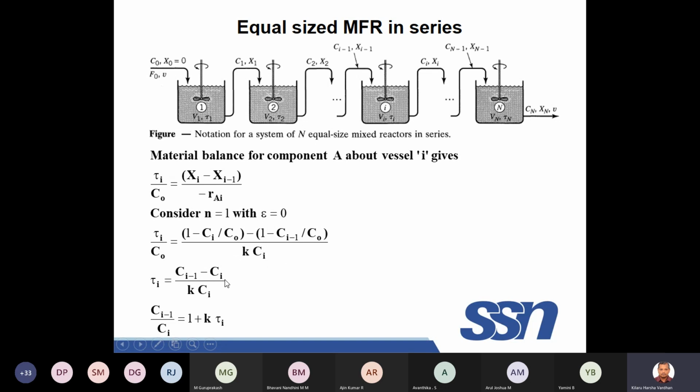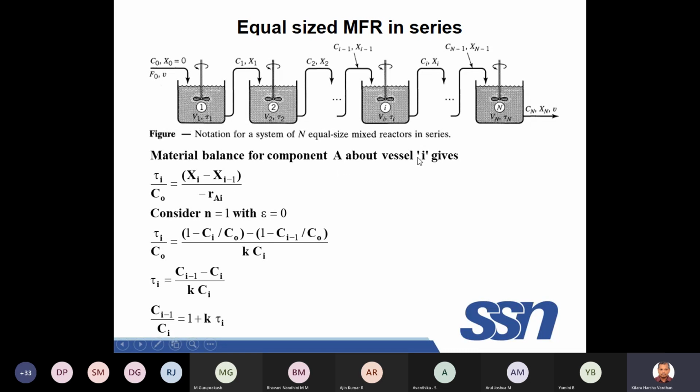From this we can write the concentration of the previous reactor by the concentration at this reactor, that is, ci minus 1. Ci minus 1 is nothing but the concentration in the previous reactor divided by the concentration in the present reactor.